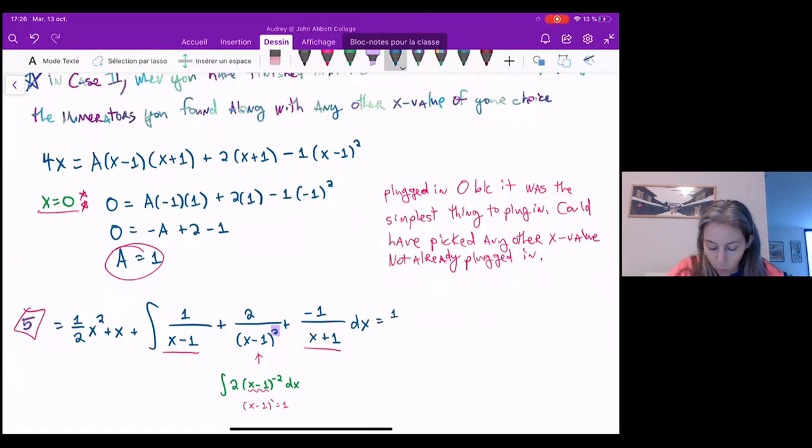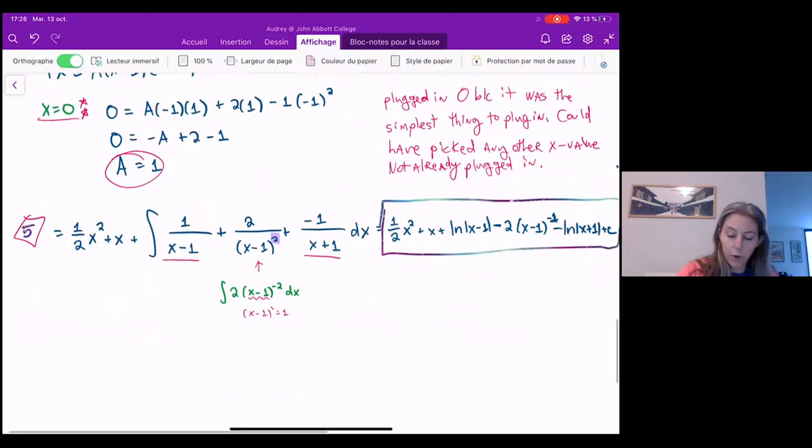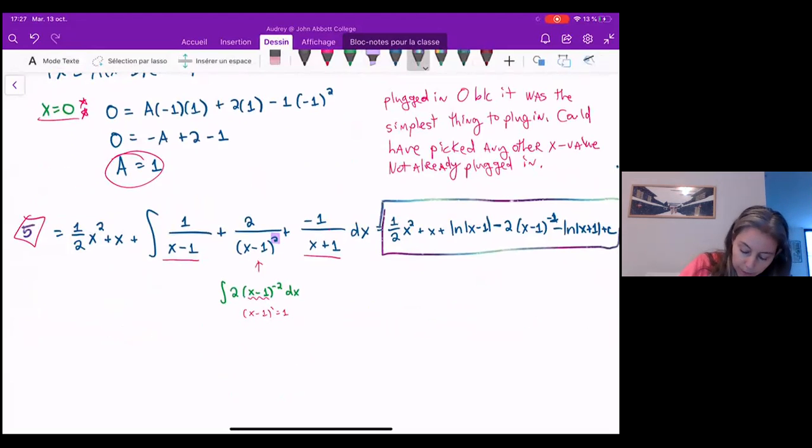So this becomes 1/2 x squared plus x plus natural log of x minus 1. I'm applying my power rule. So that's negative 2 plus 1, that's negative 1 that I'm dividing by. So that's minus 2 times x minus 1 to the negative 1, minus natural log of x plus 1 plus C. And this is my final answer. And so we're just going to make a little note here to be careful when the power in the denominator is not 1.